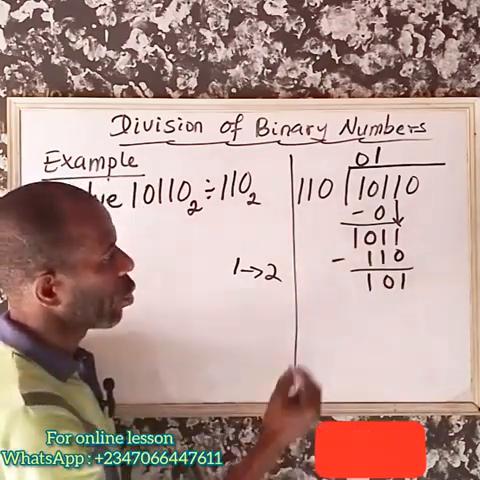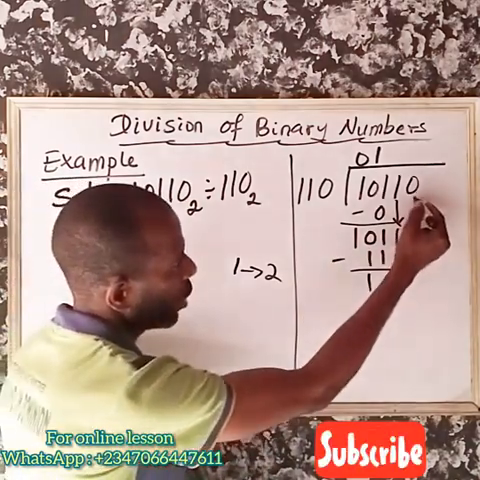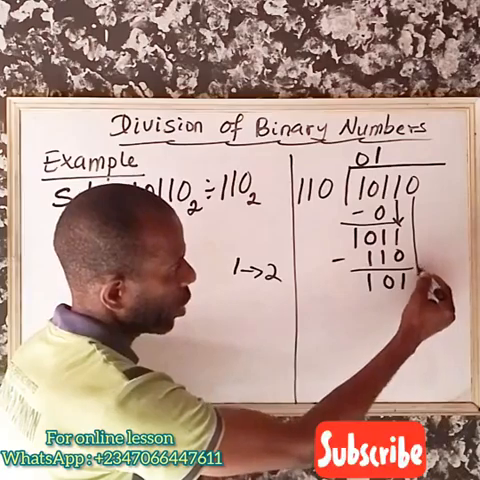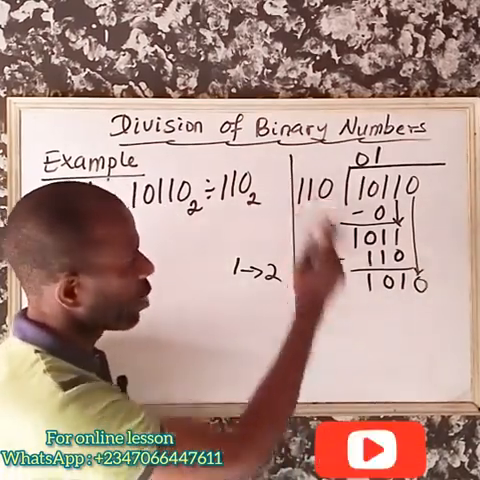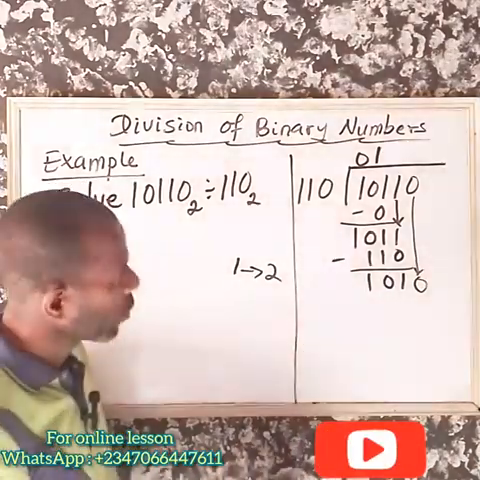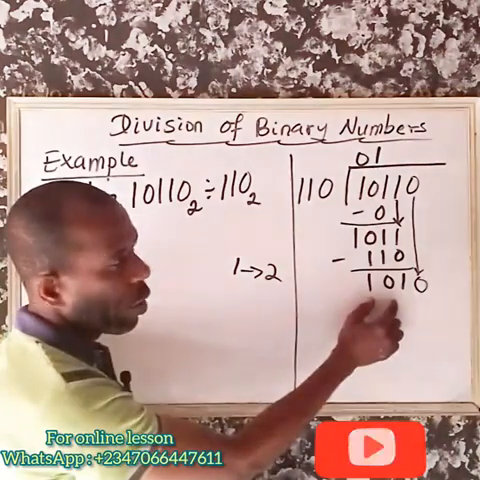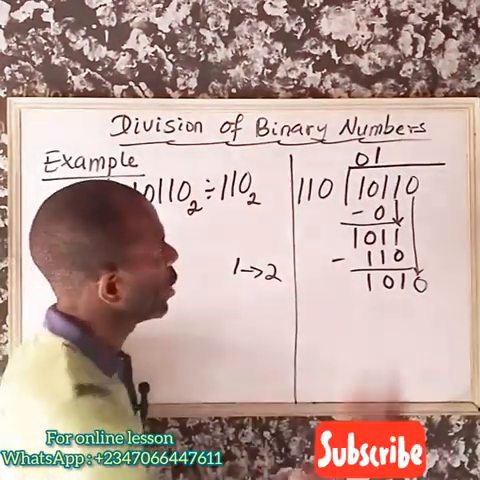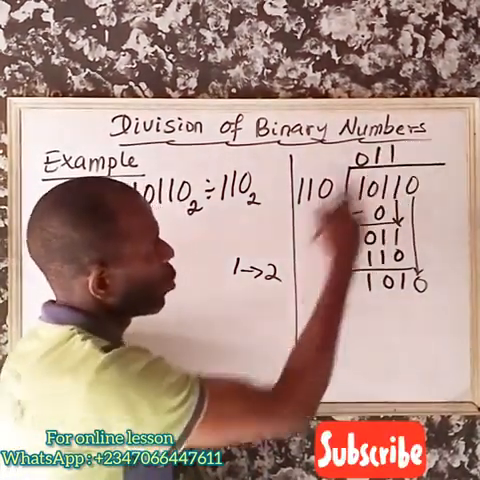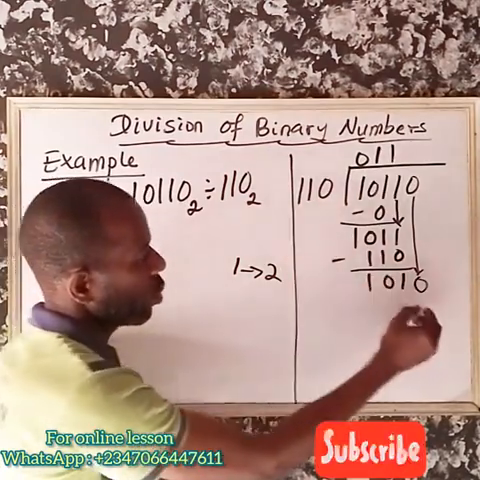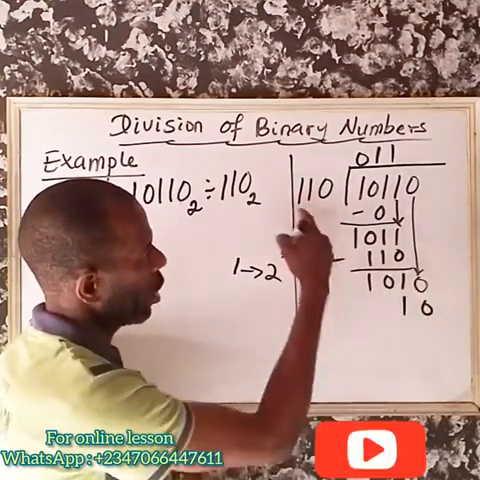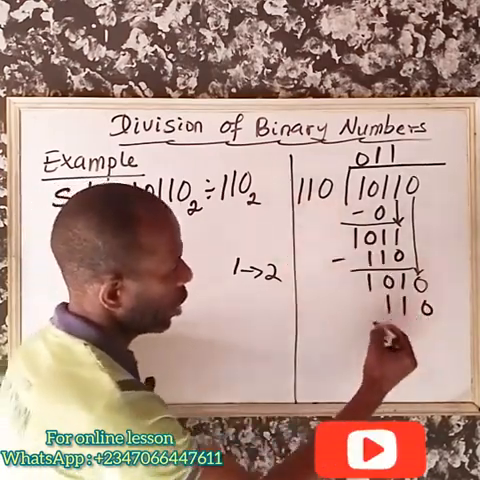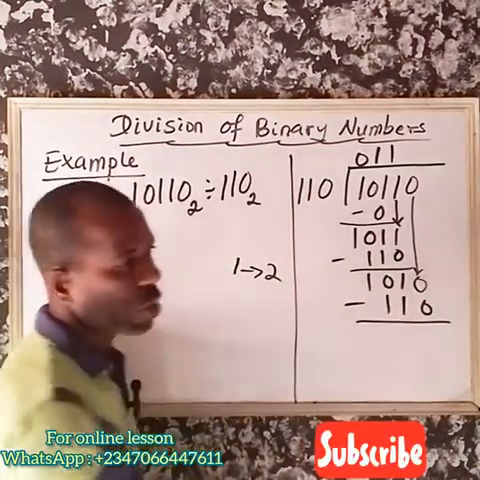All right. So we now come here, bring down the next number. That's 0. Now let us carry out the division again. This one can only go here once. So we have 1. Now use the 1 to multiply here. 1 times 0 is 0. 1 times 1 is 1. 1 times 1 again is 1. Now let us subtract again.